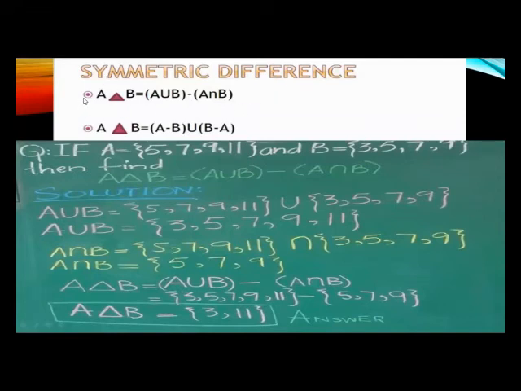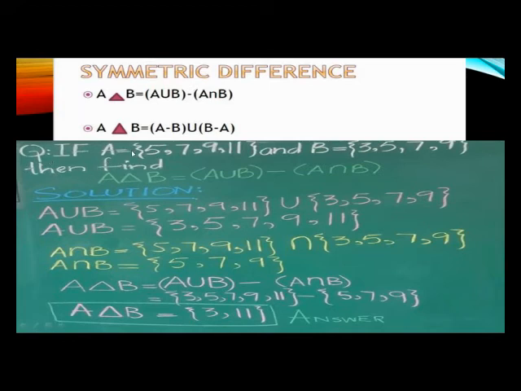For symmetric difference, we have discussed symbols; we use delta for showing symmetric difference. There are two conditions for that: A delta B equals A union B minus A intersection B. The second condition is A delta B equals A minus B union B minus A. What is symmetric difference? In symmetric difference, we compare the two sets. I will explain its definition beside the question.